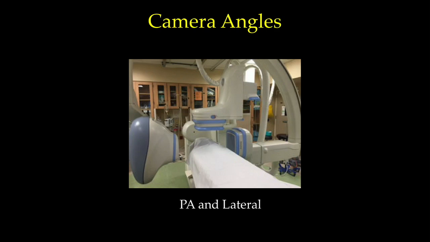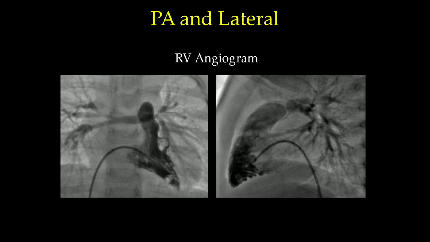Straight PA and lateral is this configuration. And so this is an RV angiogram in straight PA and lateral. Now, if you want to look at the pulmonary valve to get a measurement, you can see when you look at the PA angiogram that the RV outflow tract and MPA just basically goes straight back, so from anterior to posterior. So if it's going straight back, then a straight lateral is perpendicular to it.